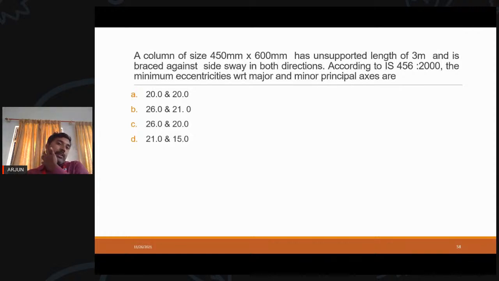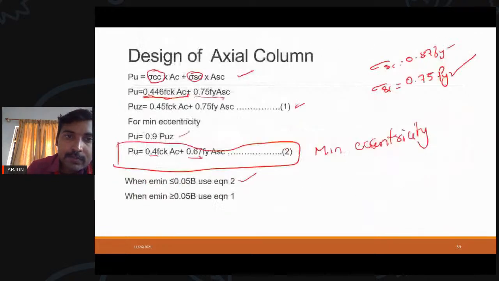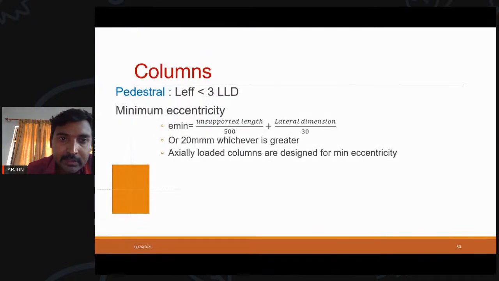There is one problem related to eccentricity. As I told you in the previous slides, what is the formula for eccentricity? To determine the eccentricity, e minimum is equal to unsupported length divided by 500 plus lateral dimension divided by 30, or 20 mm, whichever is greater, that should be considered as the eccentricity.